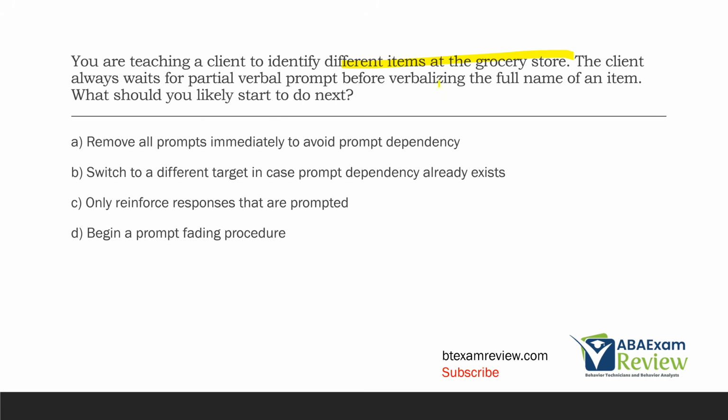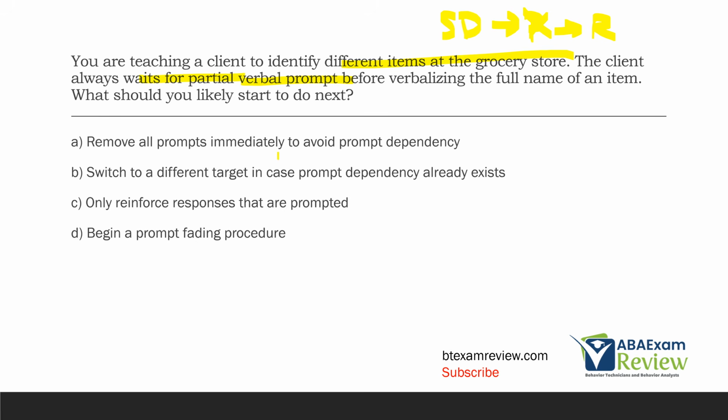We don't want our verbal prompt to be that SD. Because what happens is you give the SD, and then the prompt comes, and then the response. So we want to get rid of this prompt as quickly as possible, especially in this case where the client is waiting for a partial verbal prompt. If the client is starting to wait for a prompt, that prompt dependency might be coming into play. So in this case, we have a goal, we're using a prompt. What do we want to do next?